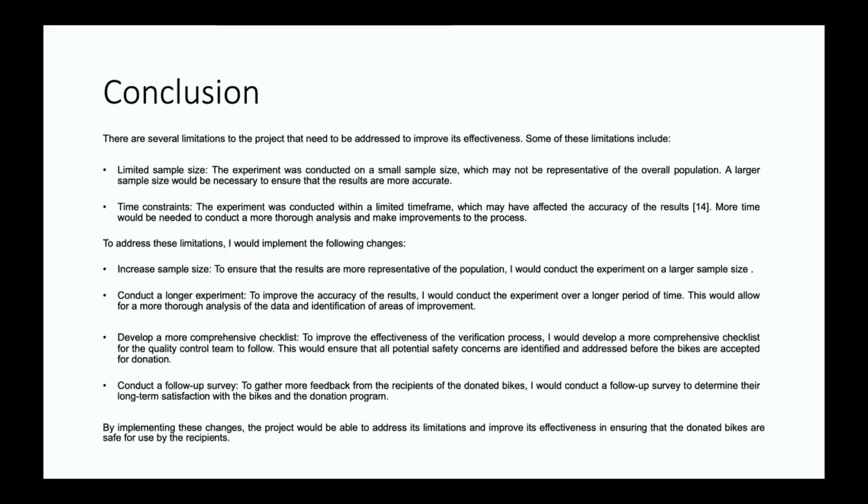In conclusion, there are several limitations to the project that need to be addressed to improve its effectiveness. Some of these limitations include a limited sample size. The experiment was conducted on a small sample size, which may not be representative of the overall population. A larger sample size would be necessary to ensure that the results are more accurate. There are also some time constraints. The experiment was conducted within a limited time frame, which may have affected the accuracy of the results. More time would be needed to conduct a more thorough analysis and make improvements to the process.